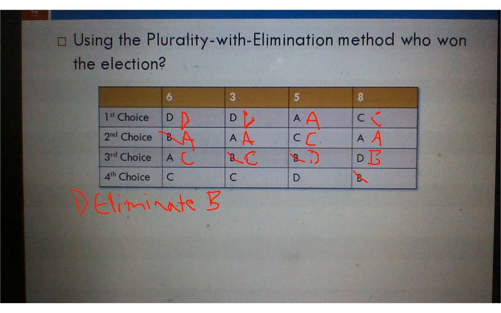For this second round, first we need to see if there's a majority candidate at this point. There's still 22 total votes. No one has more than 12, so we're going to have to keep moving. This time it looks like A is the one with the least amount of first place votes, with only 5 first place votes. So we're going to eliminate A from the schedule.